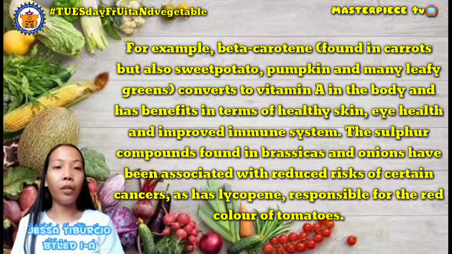Beta-carotene is found in carrots but also sweet potatoes, pumpkin, and many leafy greens. Those vegetables benefit healthy skin, eye health, and improve the immune system.